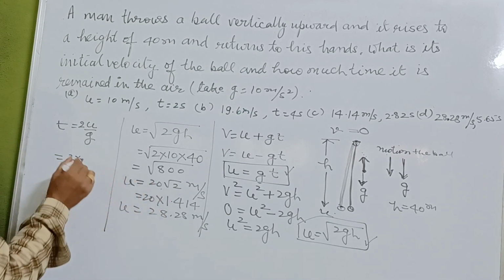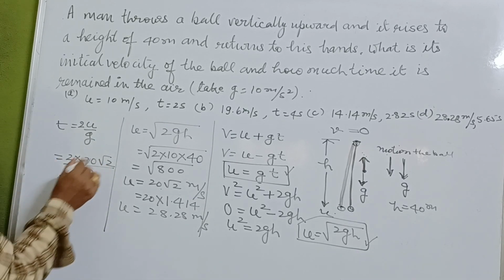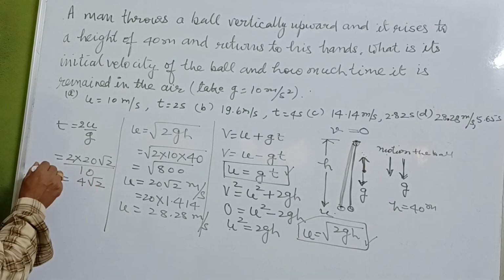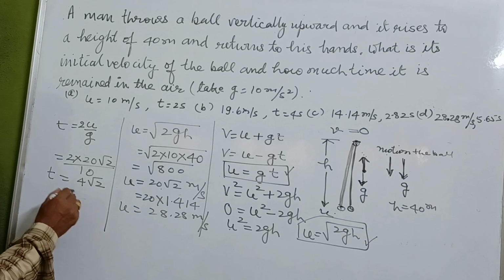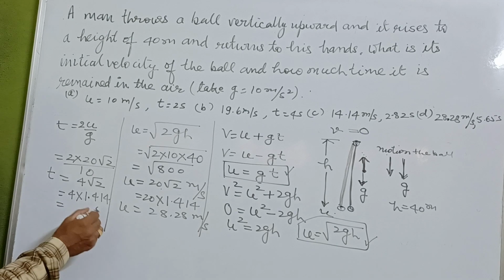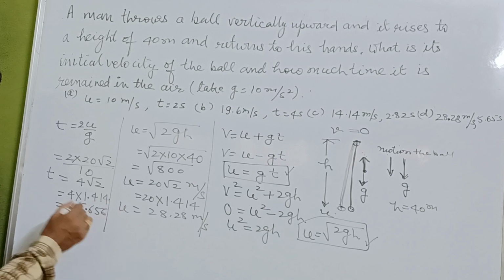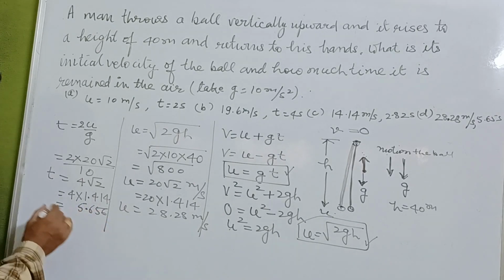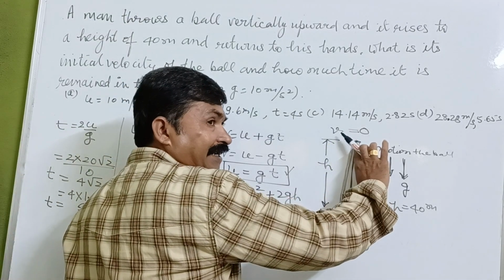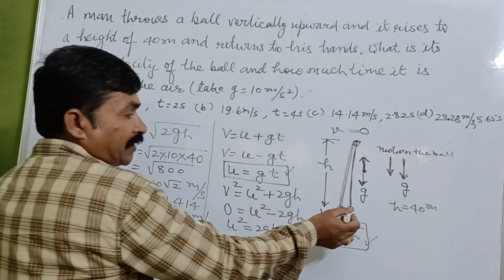It is 20√2, and g is 10. So we will have 4√2, and if we multiply it again by 1.414, we get the time in seconds. Because the ball goes up for time t and returns with the same time, we have taken two times the time to remain in the air.